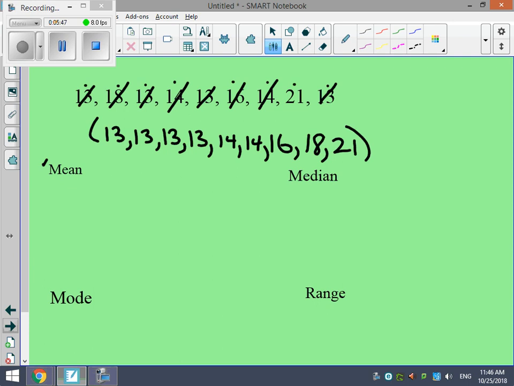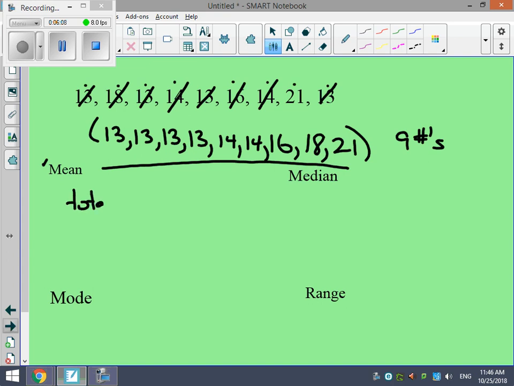Remember that the mean, what you have to do is add all of those numbers and divide by the number of numbers. 1, 2, 3, 4, 5, 6, 7, 8, 9. There are 9 numbers in this data set. So I'm going to divide whatever I have by 9. All right, first thing I have to do is add all this up.